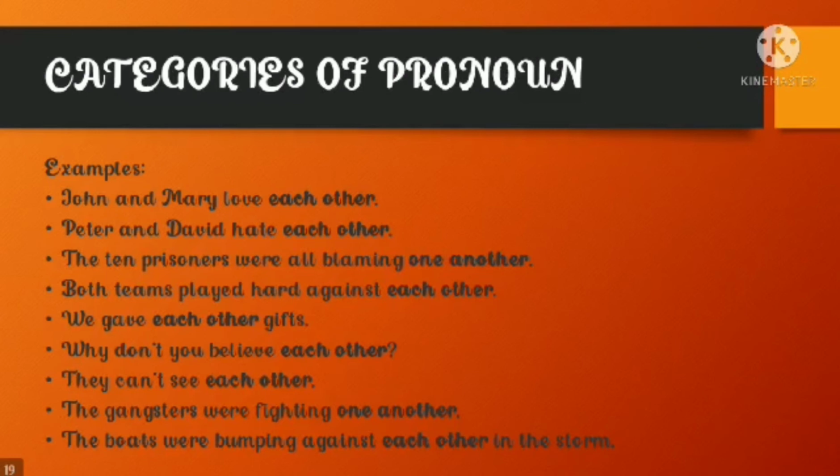Next, we gave each other gifts. Why don't we believe each other? They can see each other. The gangsters were fighting one another. The boats were bumping against each other in the storm.